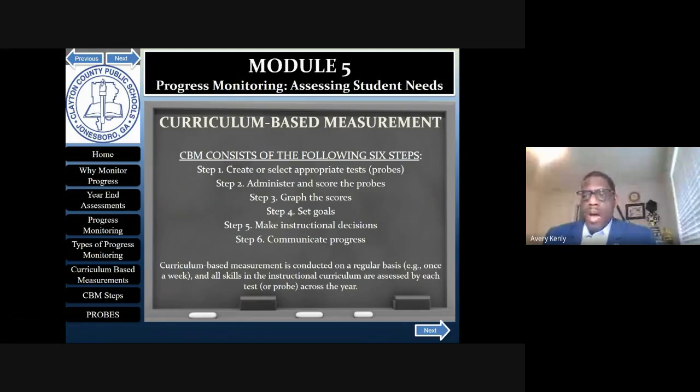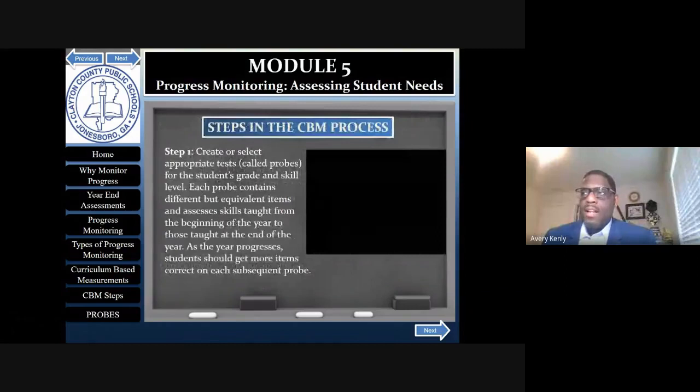Notice that at the bottom, curriculum-based measurement is conducted on a regular basis. Again, very important. Usually once a week, and all skills in the instructional curriculum are assessed by each test and/or probe across the given year. So here's an outline along with some videos that outline the steps in the curriculum-based measurement process.